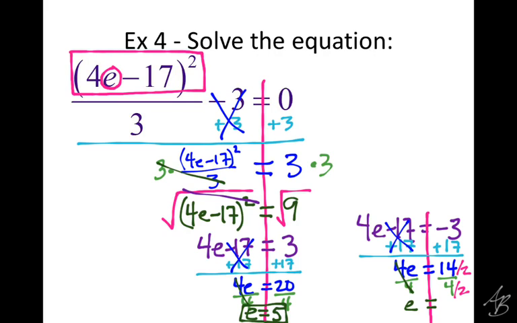And when we do that, what do we get on top? 7. And what do we get on the bottom? 2. So our second answer to this one is going to be a fraction, 7 over 2. So we get e equals 5 as one possible answer, and we get e equals 7 halves, or 7 over 2, as a second possible answer. And again, like the other ones, we have to get both answers because they both work.